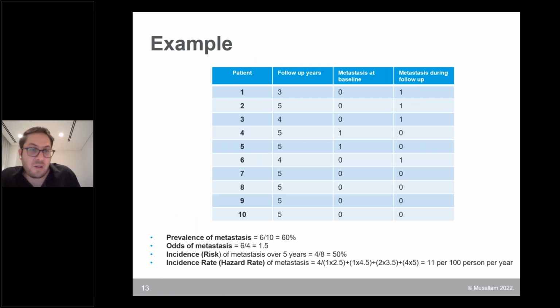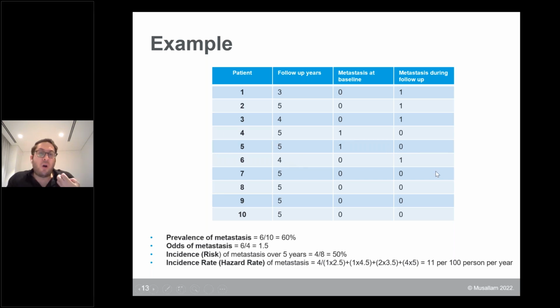Now the incidence rate, which was also called the hazard rate, is the most complicated one of them. It's the same as the incidence in terms of how many: we don't count what happened at baseline, we only count what happened during the observation. So 4 occurrences of metastasis, but we don't divide only by 8, the number of patients at risk, obviously excluding patients 4 and 5 because they already had it.